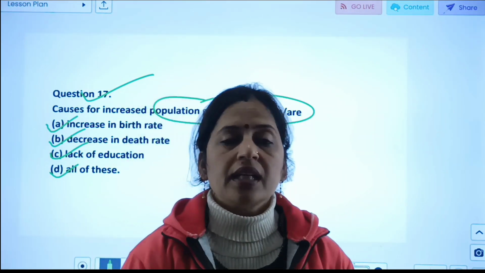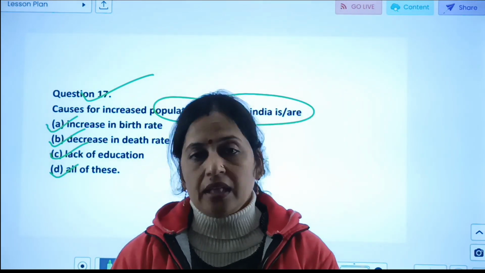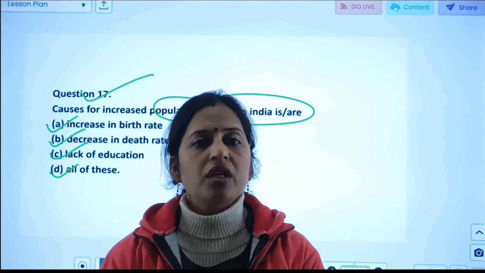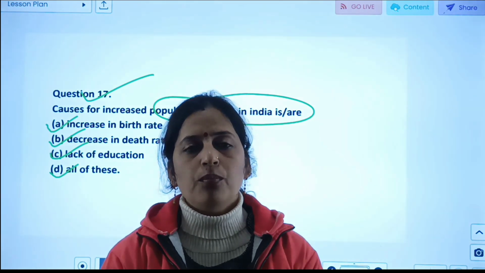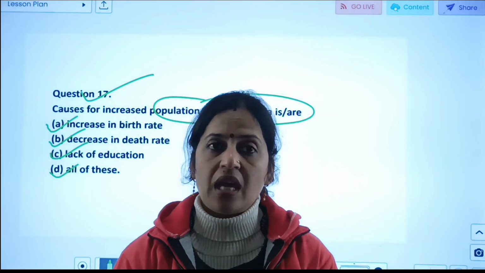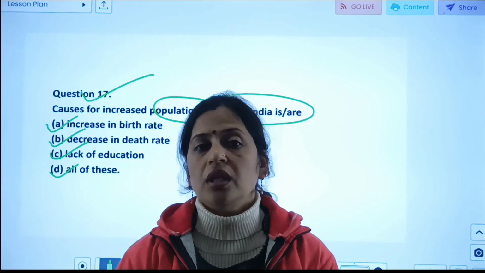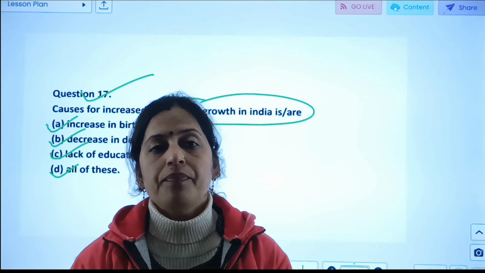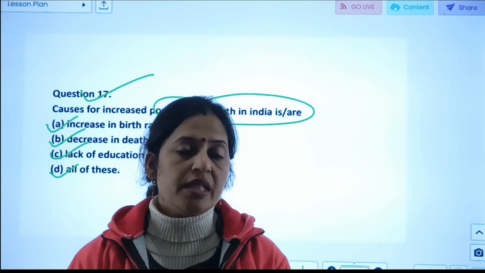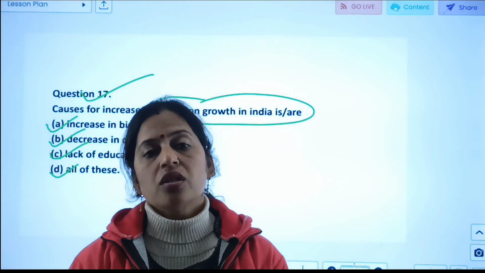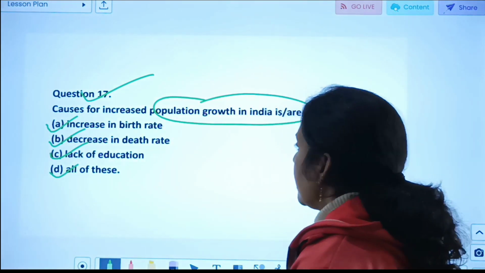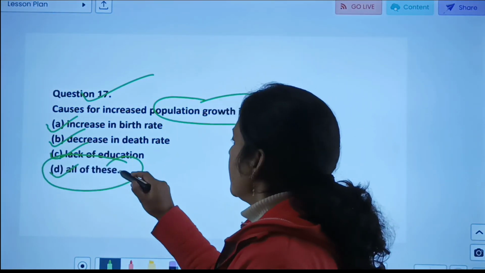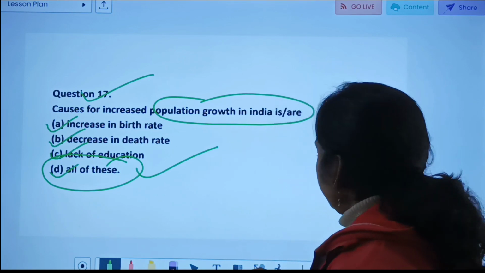तो भारत में जो जनसंख्या बढ़ने के कारण हैं वो बर्थ रेट में इंक्रीज भी हो रहा है, डेथ रेट में डिक्रीज भी हो रहा है, लैक ऑफ एजुकेशन भी है. तो ये सारे मोस्ट इंपॉर्टेंट कॉजेज हैं फॉर द पॉपुलेशन ग्रोथ इन इंडिया. बर्थ रेट भी इंक्रीज कर रहा है, डेथ रेट डिक्रीज कर रहा है, लैक ऑफ एजुकेशन भी है. So here all of these is the right answer for question number 17. This is your right answer.